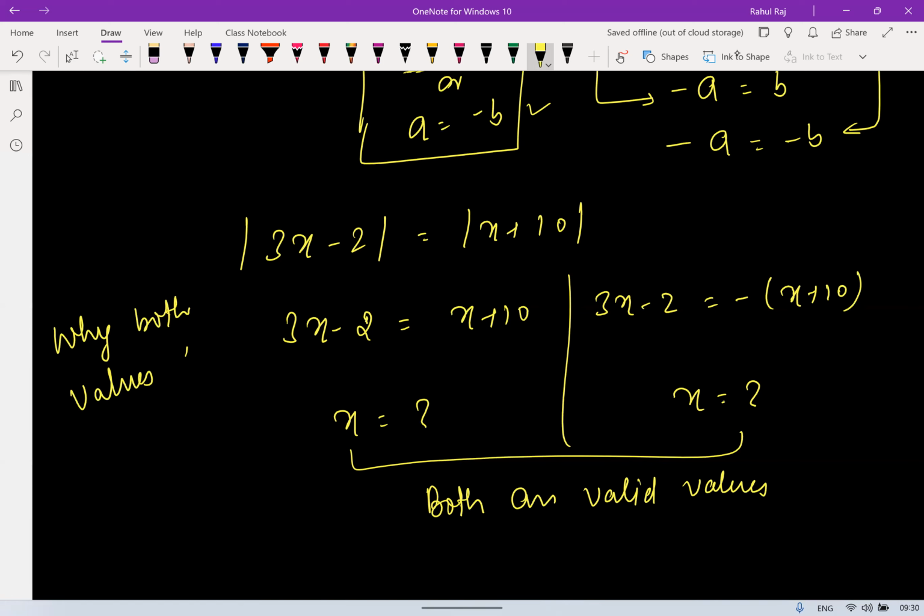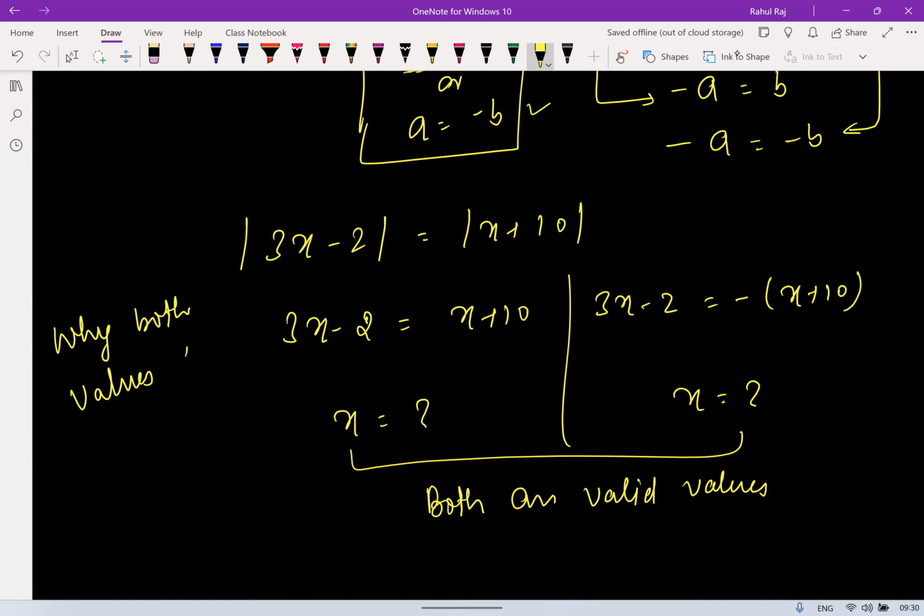Yeah. Minus 2. So both are valid. Simple logic. So put it over here and check. So let's say 12. 6 minus 2, 34. 36, yeah. And then 12 plus 10, 22. How is that possible? No, it means you have done something wrong.